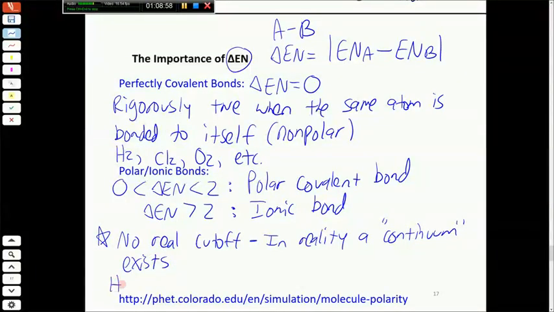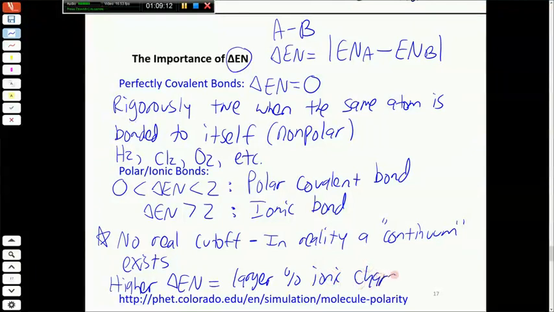And so another way of saying this is that the higher the difference in electronegativity, the larger that difference, we say that's a larger percent ionic character. So ionic character is how close that bond is to being a truly ionic bond where one atom steals an electron completely from the other, and the difference in electronegativity tells you how ionic that bond is. So there are some things to keep in mind about bonds, that there's not really two different types of bonds. It's all just one type of bond that has different properties depending on how different the electronegativities are.